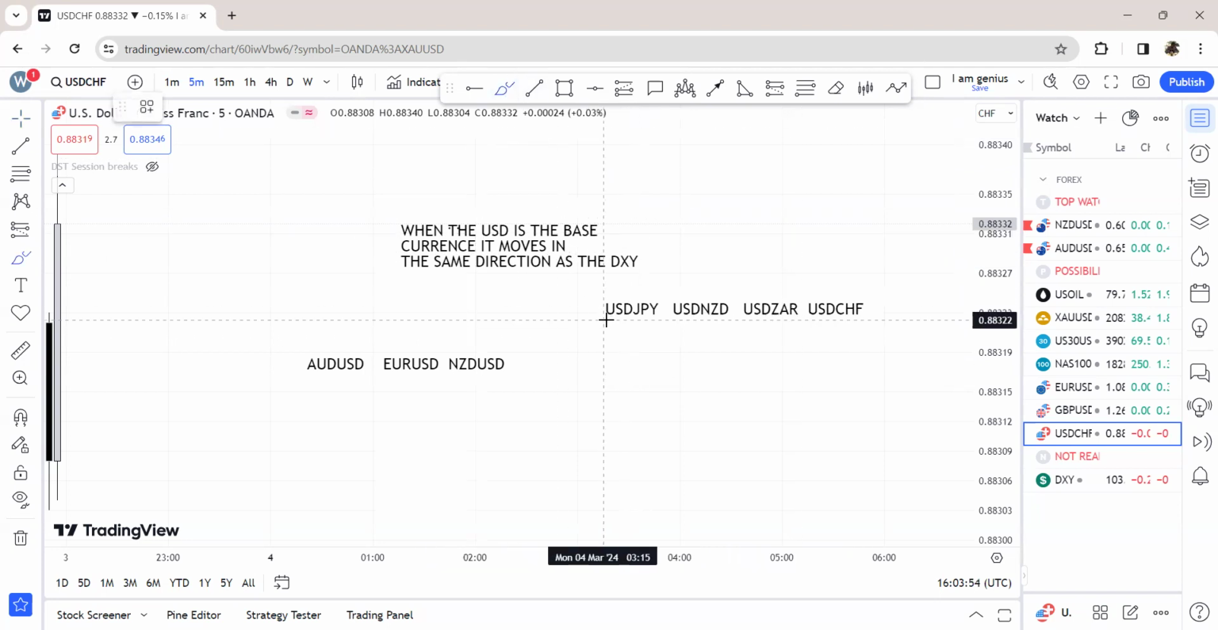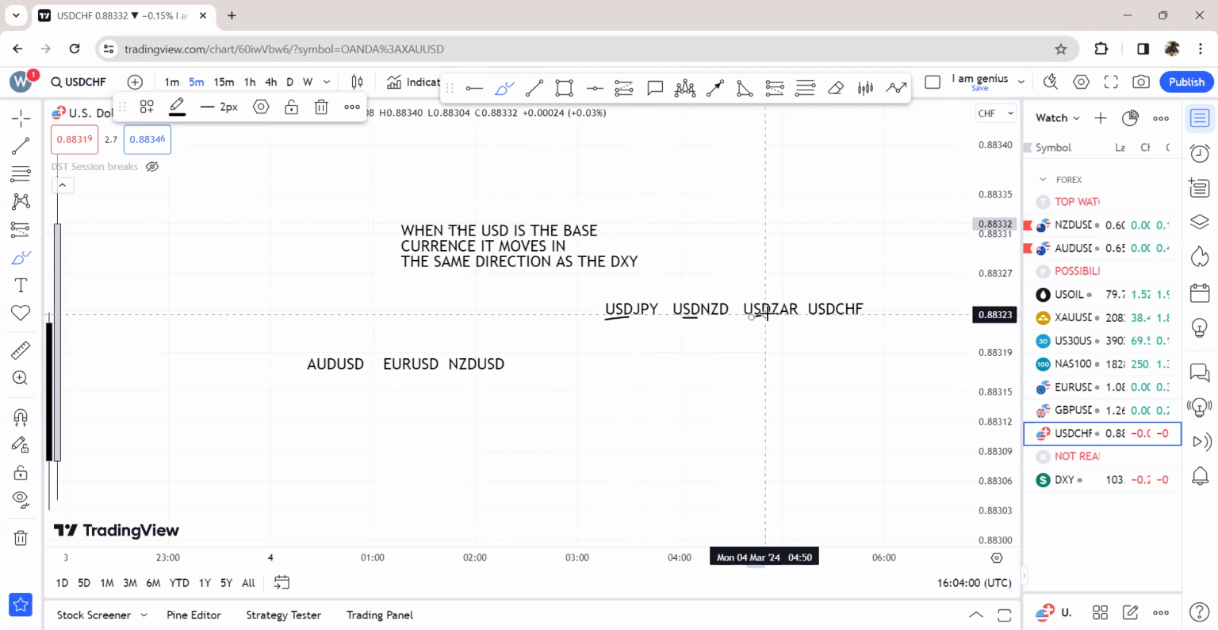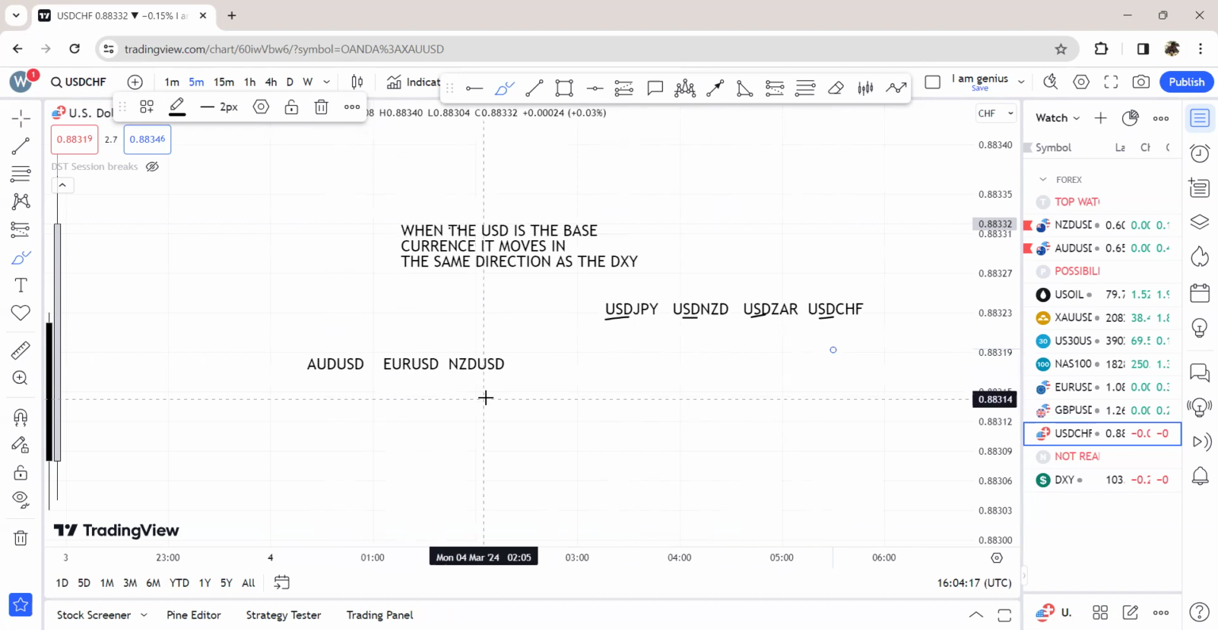It's the first currency in all these pairs. You can see it's the first currency. Now, whenever the US dollar is the first currency like that, we say these will be moving in the same direction as the DXY. Now, what if the US dollar is not the first currency? You can see here we have the Australian dollar, the euro, the New Zealand dollar. So these will be moving in the opposite direction.